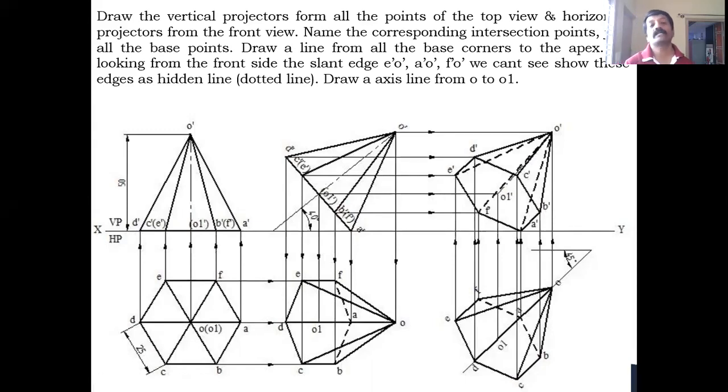So this completes this particular case where he has given a hexagonal pyramid resting on a corner and inclined to HP and VP. Here, in almost all the cases, I'm using the same procedure and same method. The only thing that is different is that the hidden edges and the visible edges will change in different cases. So that's all. Any doubts, you can ask.